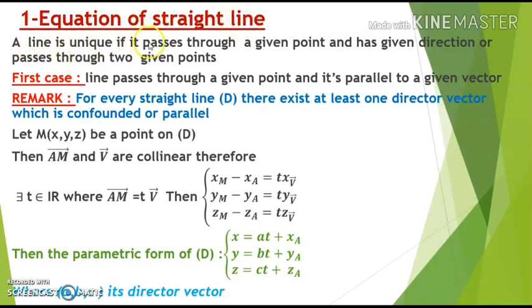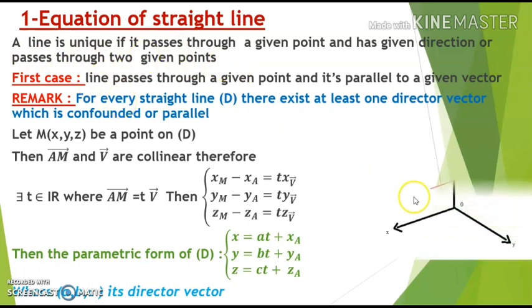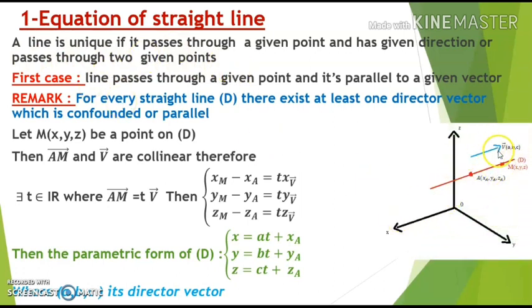A line is unique if it passes through a given point and has a given direction, or passes through two given points. In this figure we have a line D, and V is a direction vector of the line D. A straight line has at least one director vector, which is confounded or parallel. So we have infinitely many director vectors of line D, which are parallel or confounded to D. Let's talk about the first case.